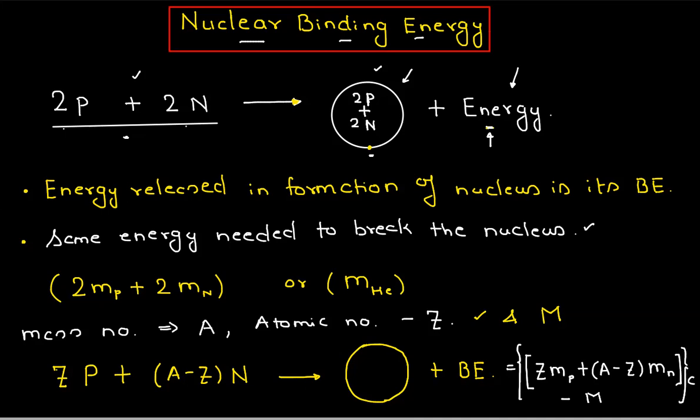Isn't it? So it is just the reactants' mass minus the product mass, into C square. That is how the binding energy is found. In fact, this M into C square is valid not just to find the binding energy, but it can be used for any reaction. This is the most basic way of finding how much energy will be released in any reaction. At least in nuclear reactions, you should feel free to use this. Chemistry will be dealt with differently.